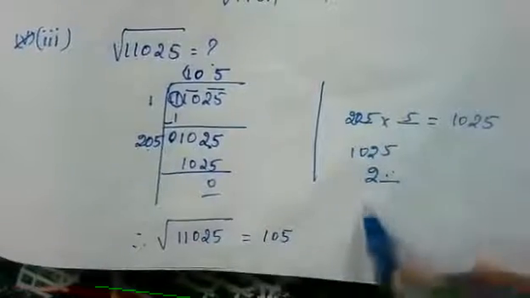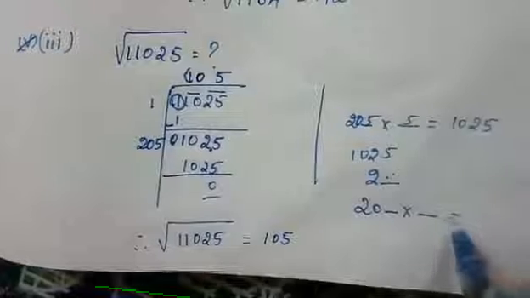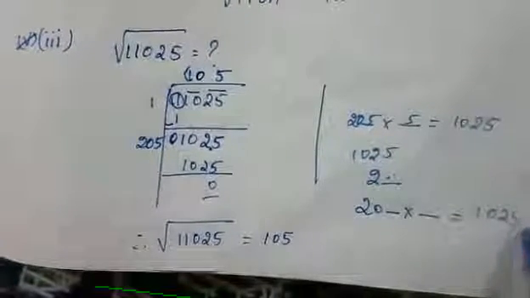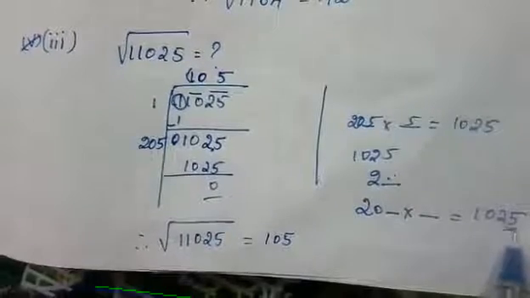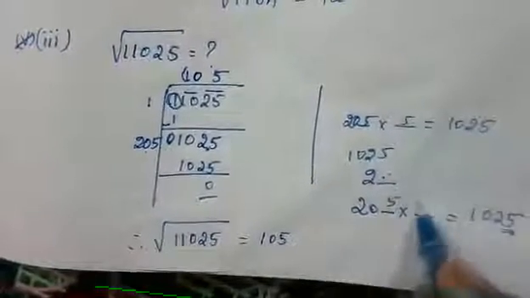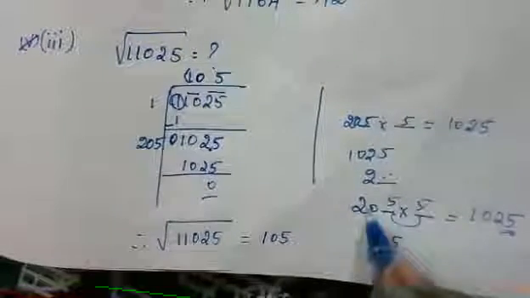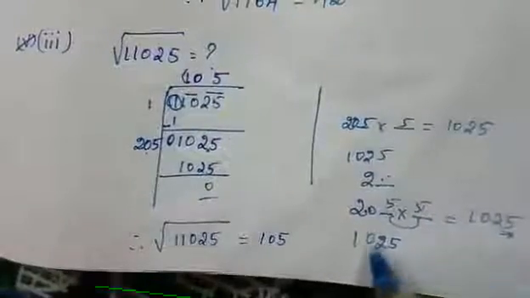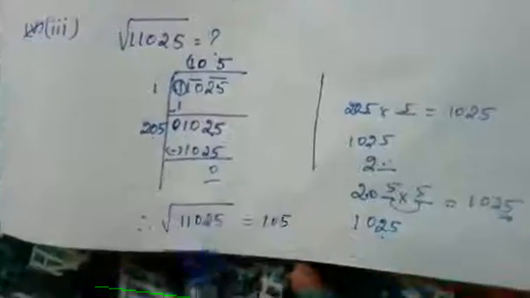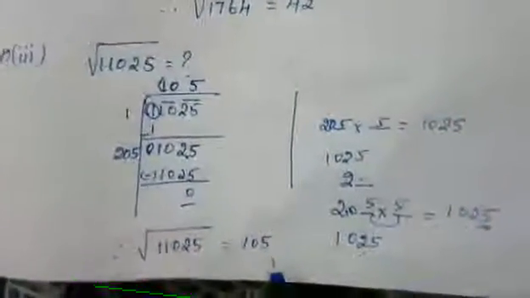Now you have to check this 20 along with some digit, you have to get 1025. Ending with 5 means you know which square number is possible, that is 5. Now we have to check 5. 5 5s are 25, balance 2, 0 into 5, 0, 0 plus 2, 2 5s are 10, 1025. Now you have to subtract these two, it is 0. So the square root of 11,025 equals 105.